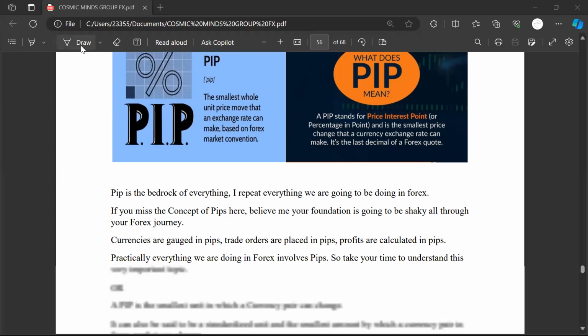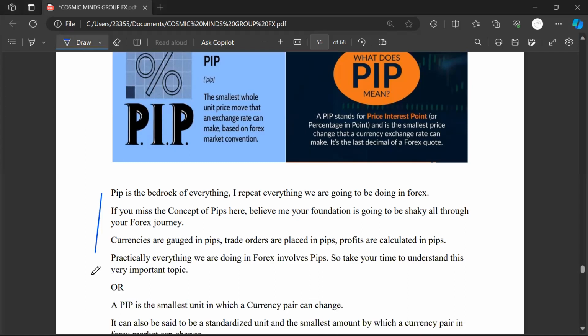So, now PIP is the bedrock of everything. I repeat, everything we are going to be doing in Forex. Now, if you miss the concept of PIP here, believe me, your foundation is going to be very shaky throughout your trading journey, your Forex journey. Now, currencies are gauged or measured in pips, right? Trade orders are placed in pips. Profits are calculated in pips. So it means that whatever you're going to do, it's in pips, right?